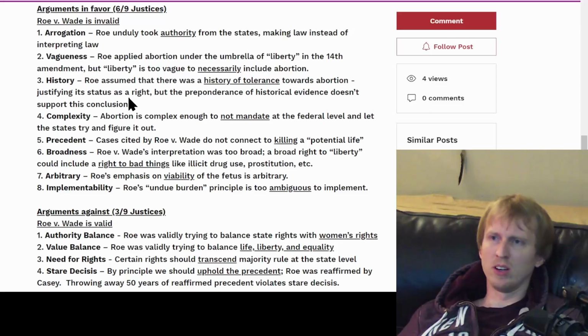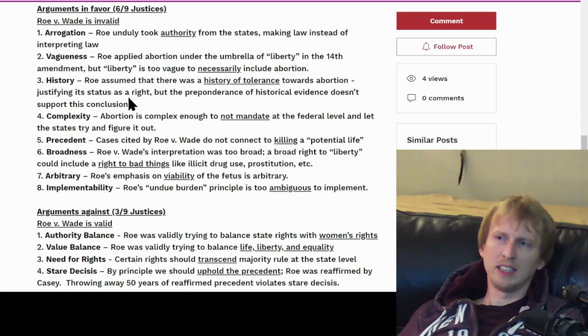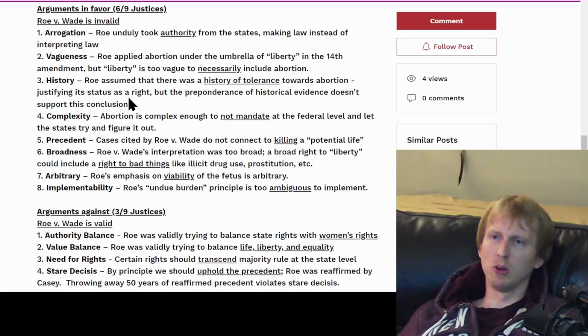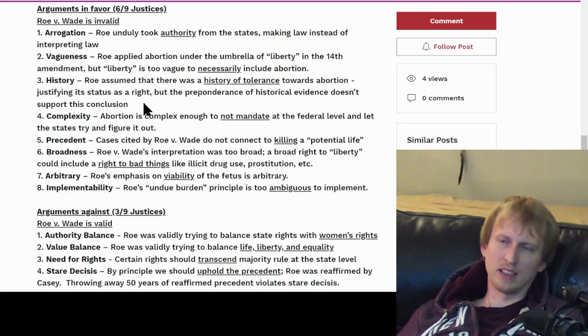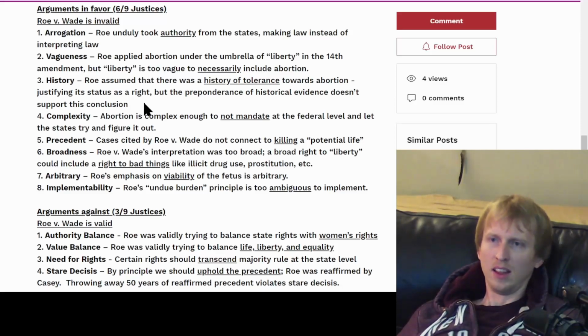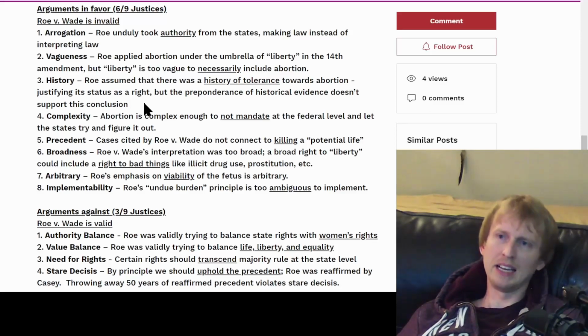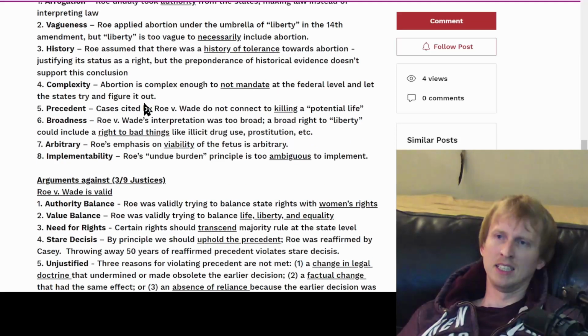The next argument is history. As we talked about before, Roe assumed that there was a history of tolerance towards the idea of abortion, and this tolerance therefore justified its status as a right. But according to them, the preponderance of historical evidence doesn't support that conclusion, but rather the preponderance of evidence is that the people in the 1800s did not like abortion.